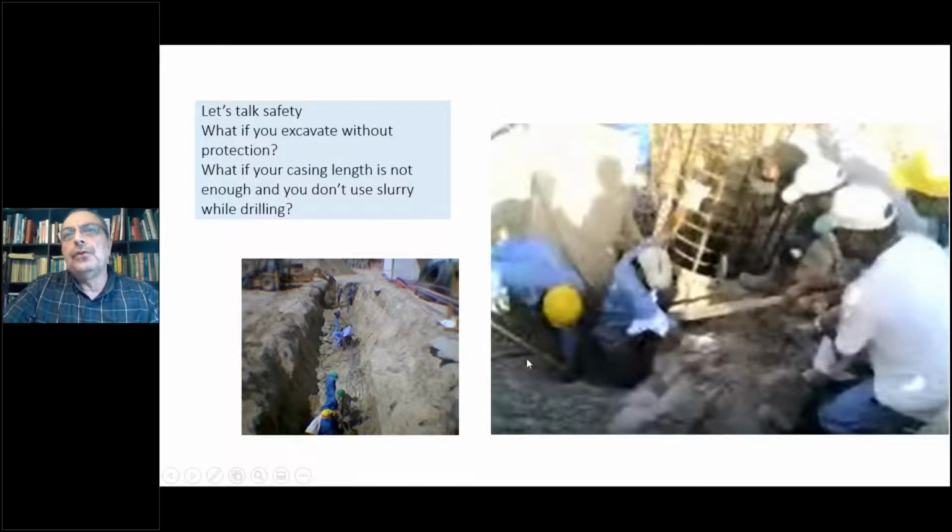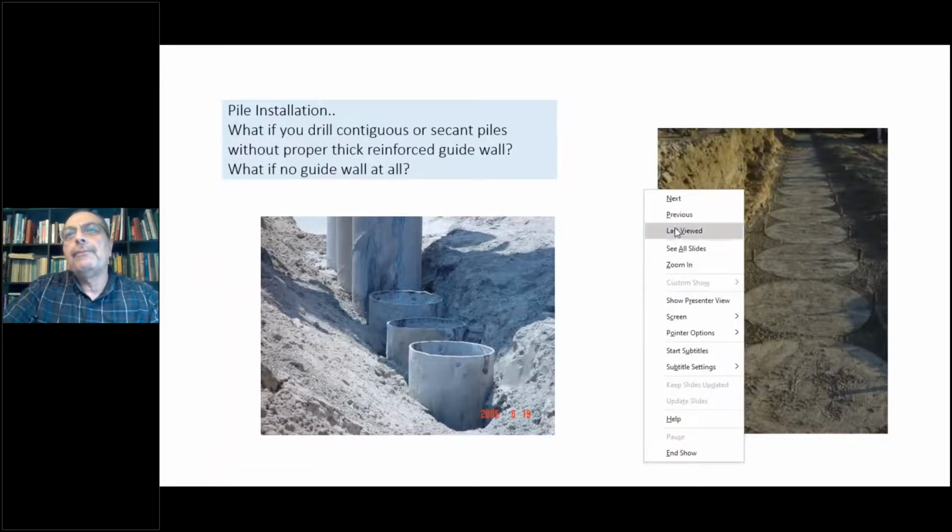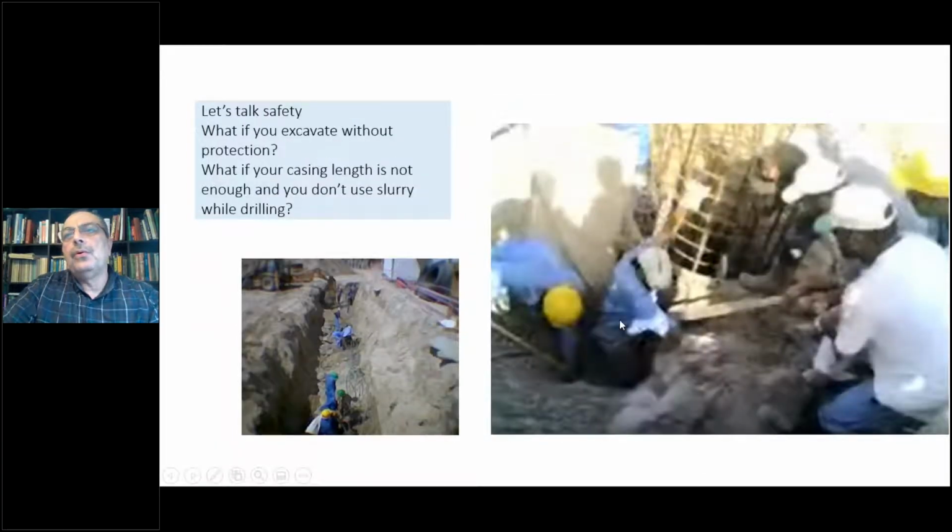Sometimes the soil around the casing will collapse into the hole beneath the casing. And see how this worker fell inside with the soil, and they barely could save him. Fortunately, he was taken out safely.